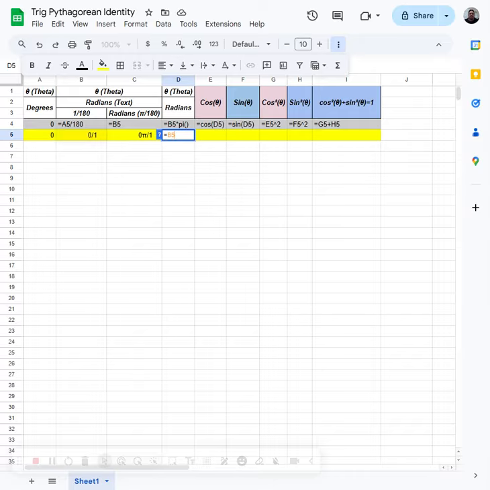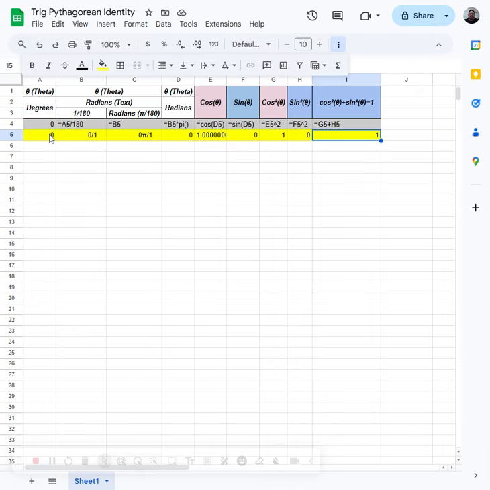This one would be B5 times PI. Okay, this one would be equals cosine D5. This one would be equals sine D5. This one would be equals E5 raised to the second power. This would be equals F5 raised to the second power. And this would be equals G5 plus H5. Okay, so now that's equal to 1.